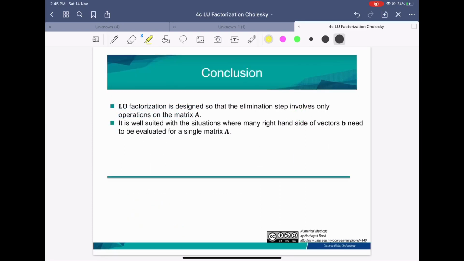For conclusion, LU factorization is designed so that the elimination step involves only operations on the matrix A. It is well suited for situations where many right-hand side vectors B need to be evaluated for a single matrix A.